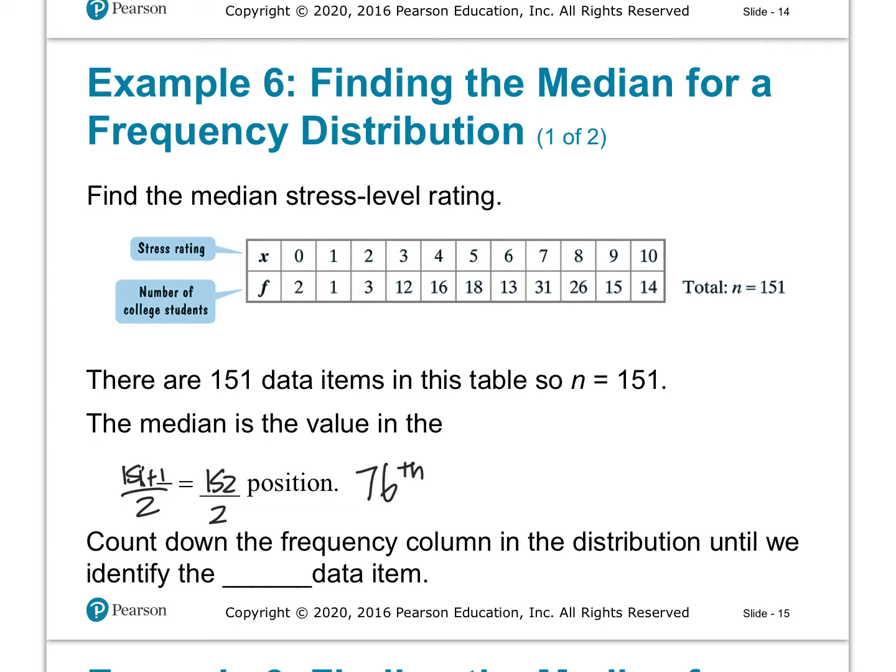So 14 plus 15, that's 29. So 29 plus 26 is going to be 55. And then 55 plus 31 is 86. So you're going to stop there. So it'd be somewhere in your 7th range.